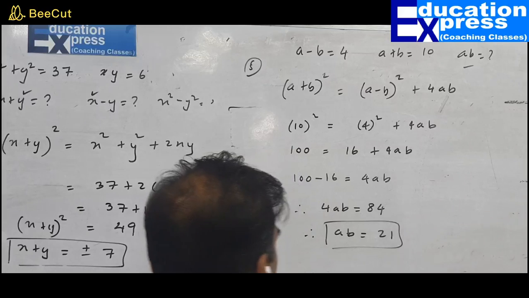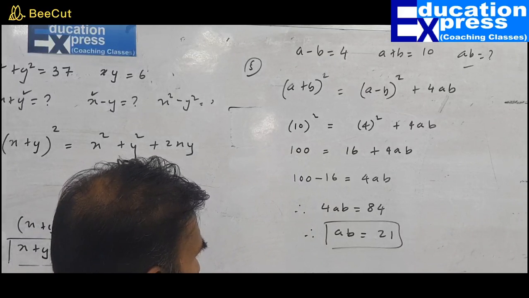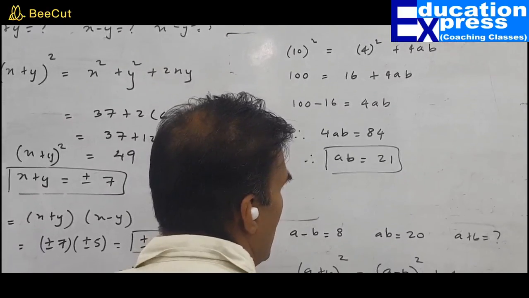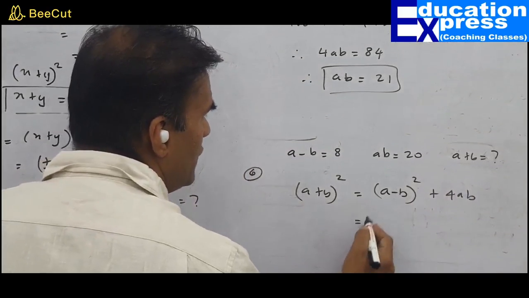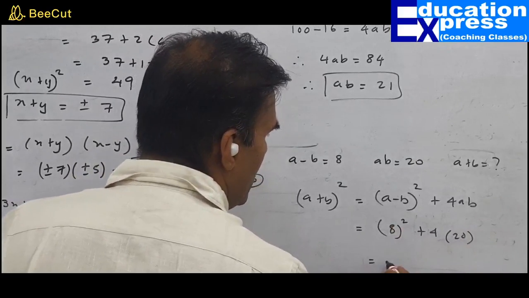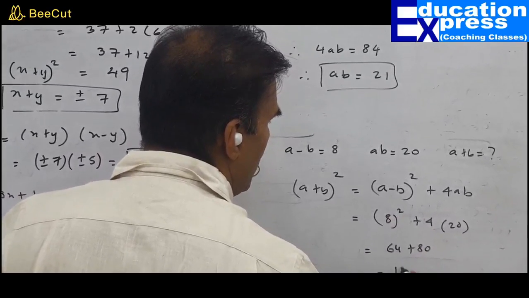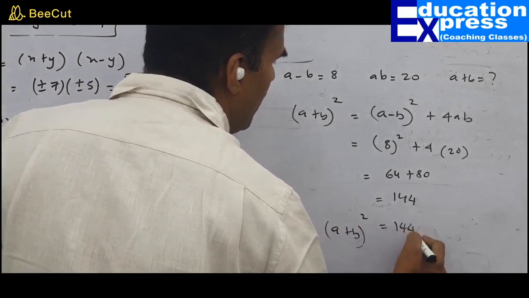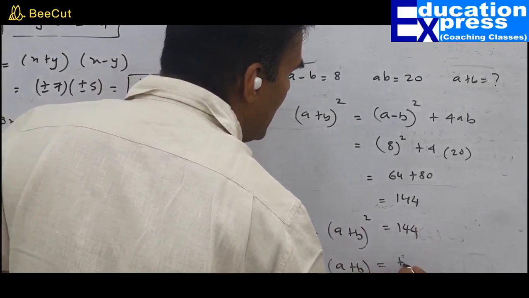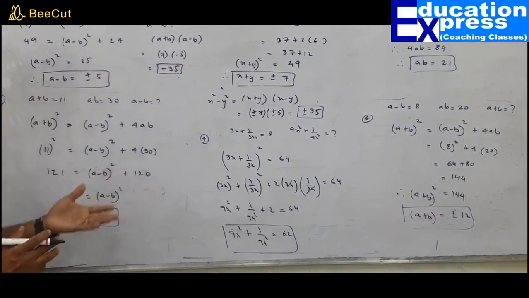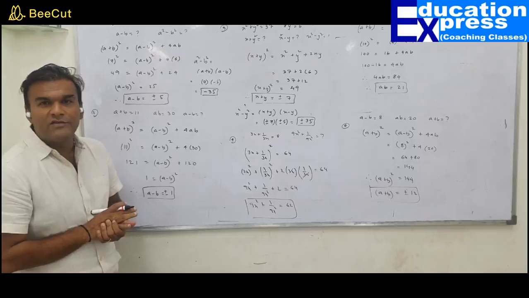You got the value of ab. Have a look over here: a minus b, ab, a plus b. Again apply the same formula. (a plus b) the whole square would be (a minus b) the whole square plus 4ab. A plus b, we don't know. A minus b, substitute the value, plus 4ab, that's 20. 64 plus 80 gives you 144. Therefore, (a plus b) square equals 144. A plus b would be plus or minus 12. This is how exactly we have done the extra questions.